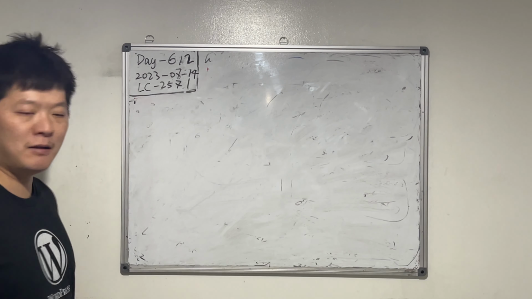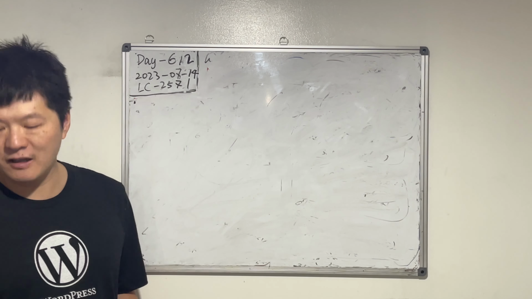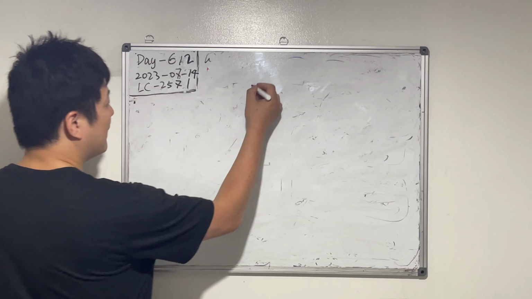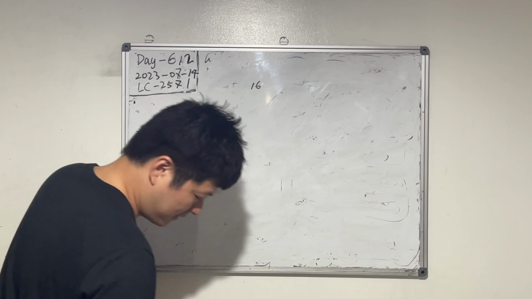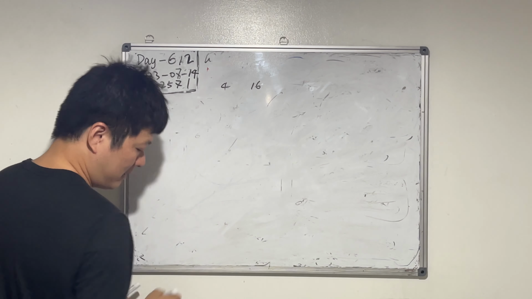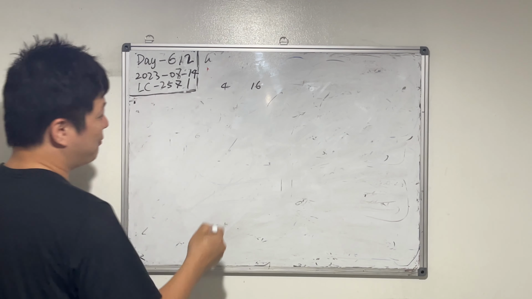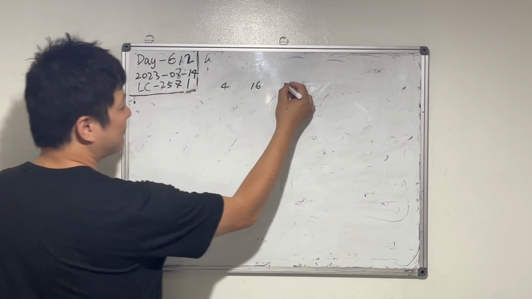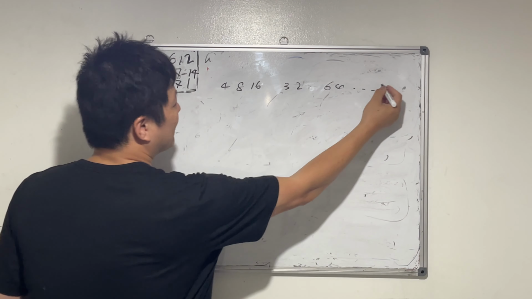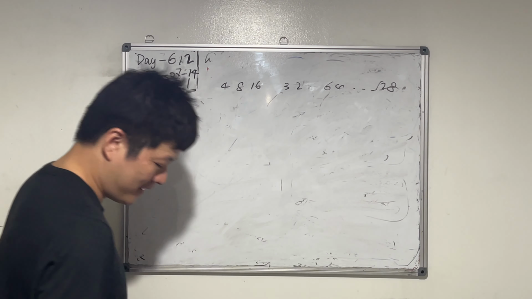Okay, you know the power of 2, right? Can you give me some integer which is a power of 2? 16. Four. Okay, 4. 32, 8, 64. Yeah, this goes on. 128, 256, 512, 1,024.